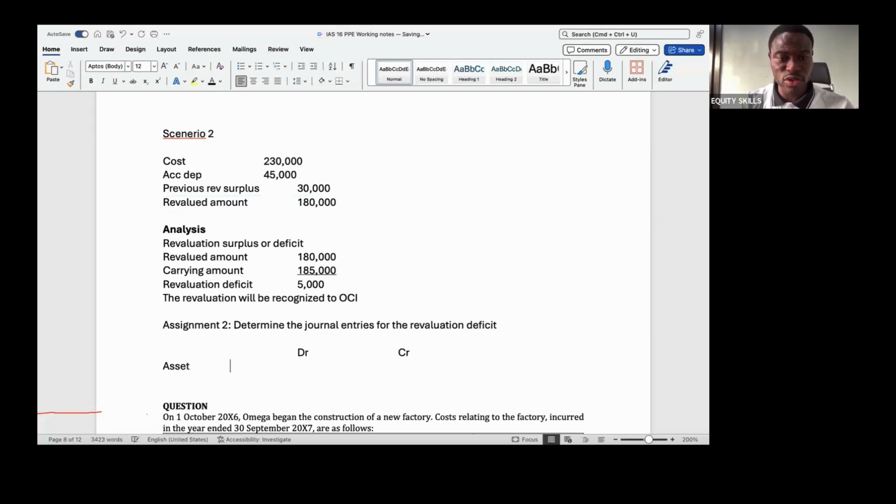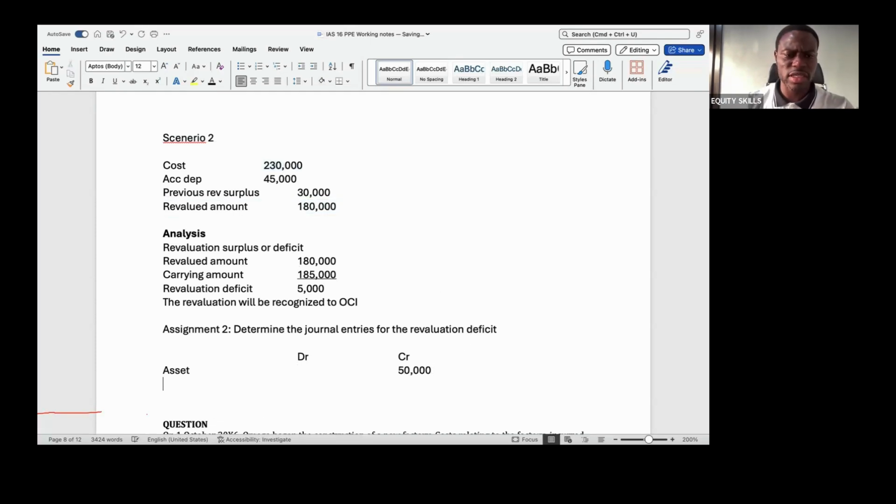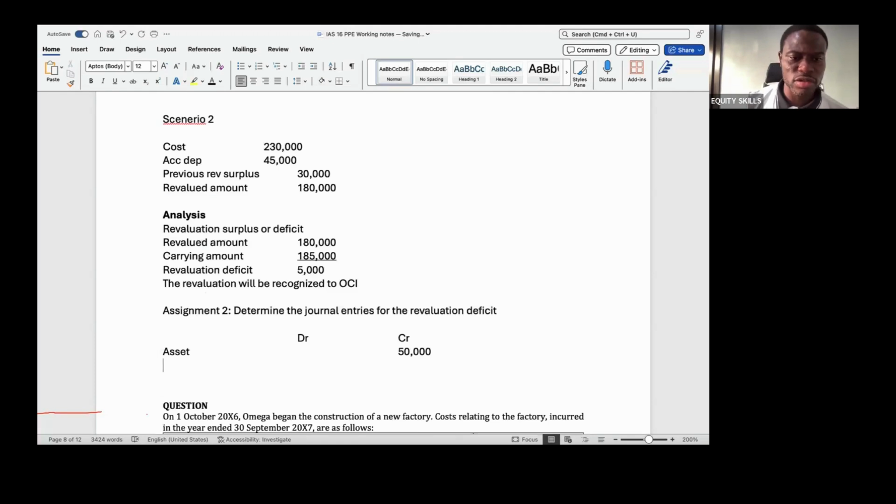So my asset account, if I want to reduce the value of my asset, what do I do? I credit it by 50,000, right? Because it's coming down from 230 to 180. That's the first thing I deal with. The second thing is I need to really clear up this revaluation deficit, but because there was a previous surplus, this deficit will go to my POL. This deficit will go to my POL as a debit of 5,000.